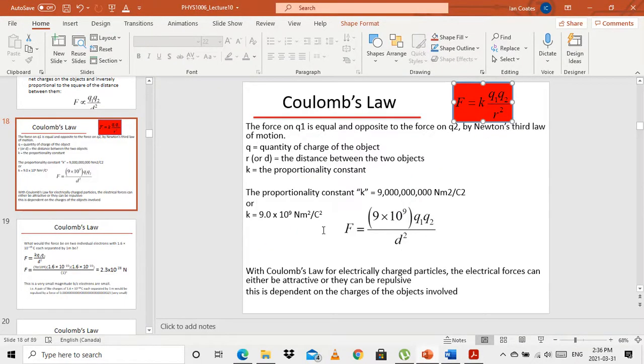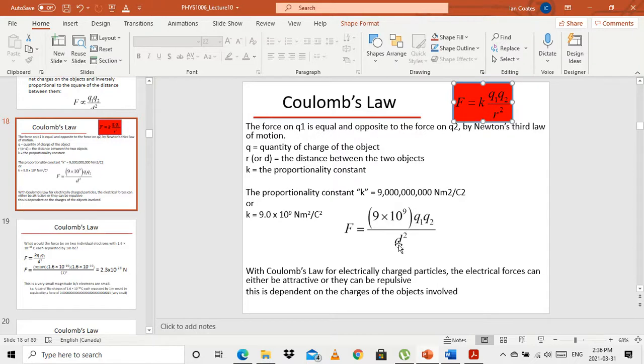The proportionality constant, so this is it right here. Like this formula, you remember it from week 5 when we were dealing with gravitational force. There are four variables here. K is always given. It'll be given in the question, or on your formula sheet.